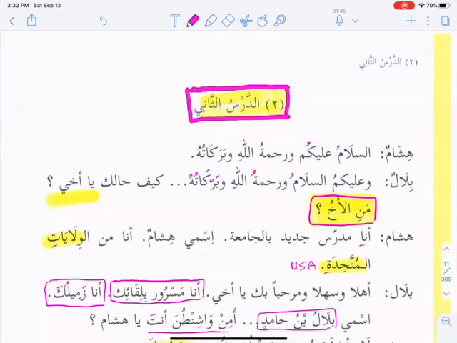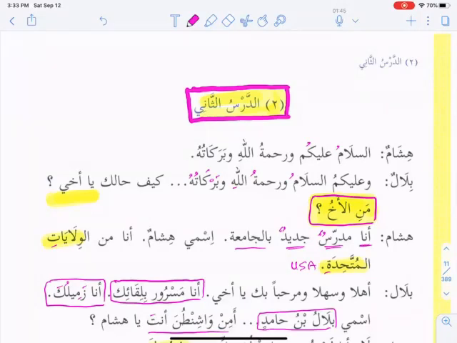Ana mudarisun jadidun bil jamiati. Okay, bil jamiati. Ana is mubtada, mudarisun is khabar, jadidun is naat, bil jamiati. Fine. Ismi Hishamun. Hisham is the new teacher. Ismi Hishamun. Ana min al wilayatil muttahidati.